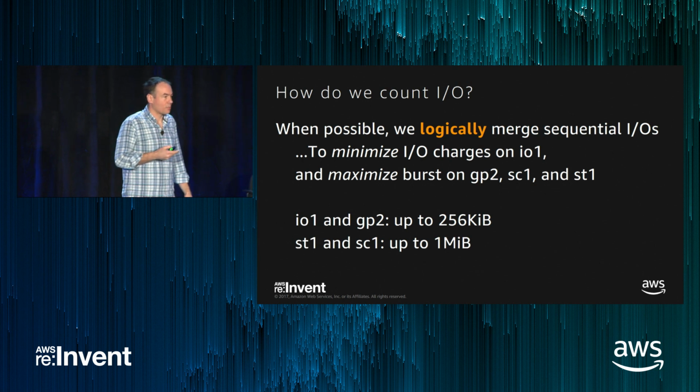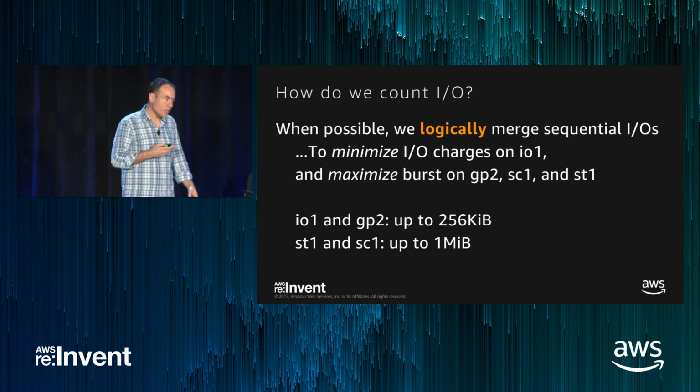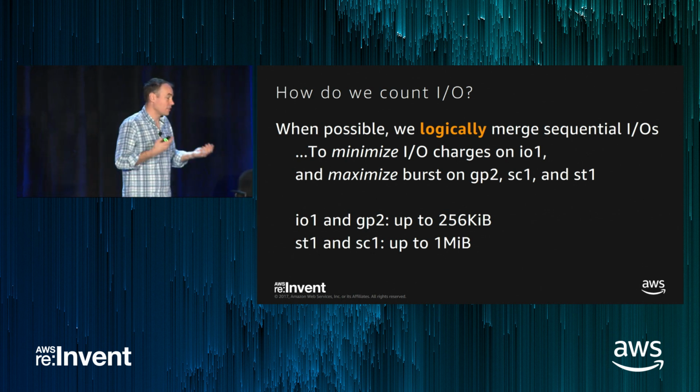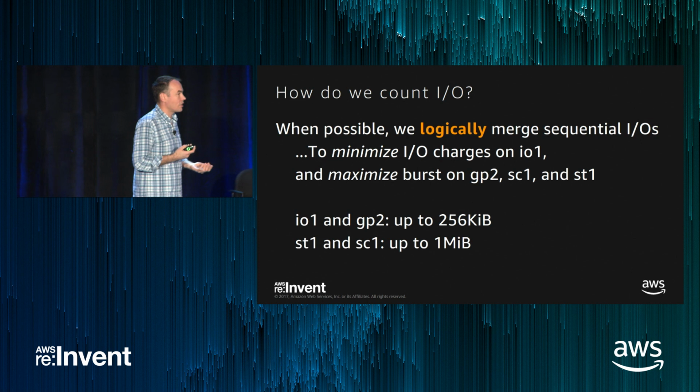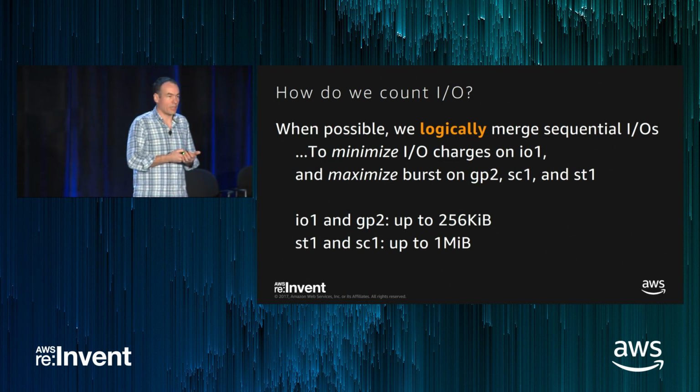Not everything is small random I/O, so to help sequential operations, we'll logically merge sequential IOs. This potentially allows you to provision fewer IOPS on your provisioned IOPS volumes, and it also maximizes the amount of burst capability that you have.